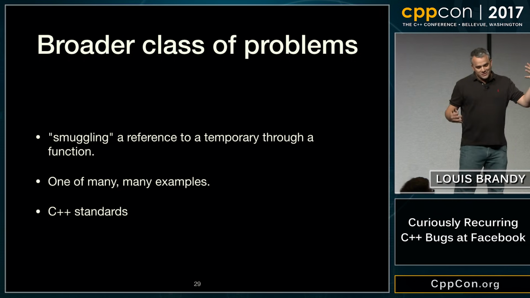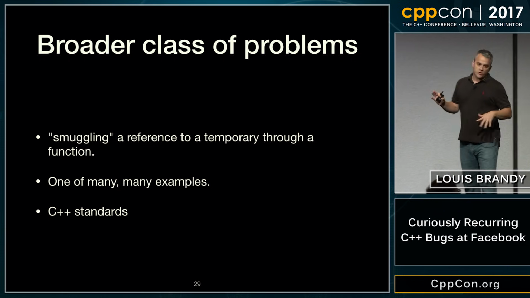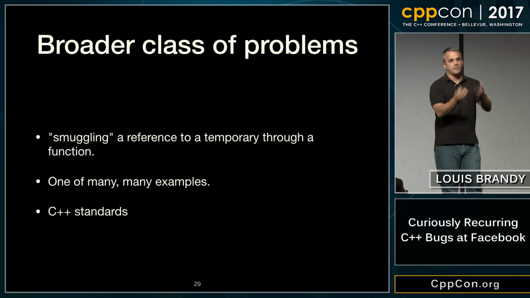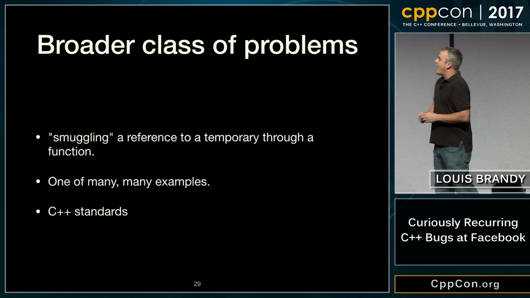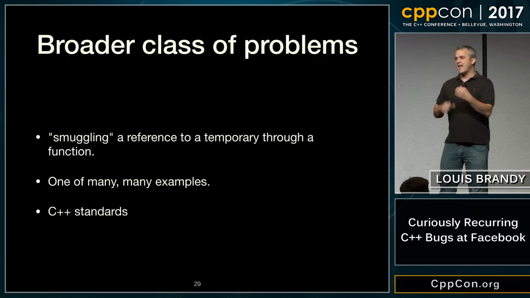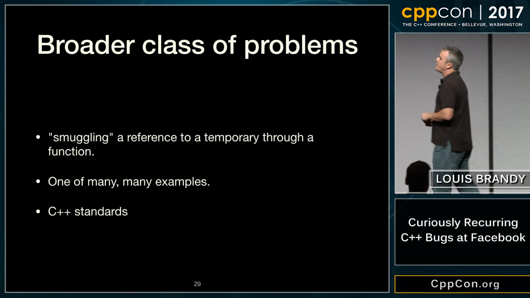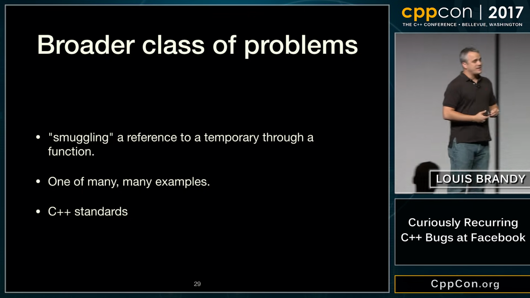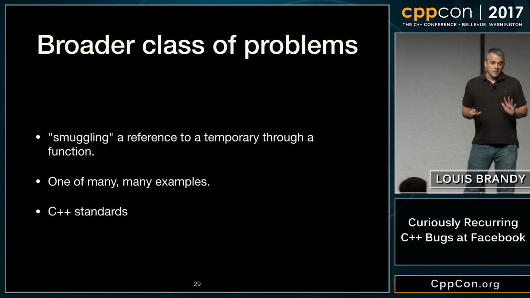But this is a broader class of problems, right? This is a much bigger problem that's well known. And there's many creative ways to pass a temporary to an object and then somehow return a reference to it to the caller, right? And this is a really hard problem to fix, I think, in the language. There are some library tricks you can do to make it harder to do this. But at some point, the language has to fix it, and I don't know if it can or will. But it can be mitigated.